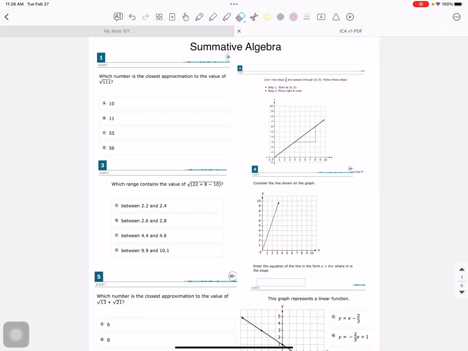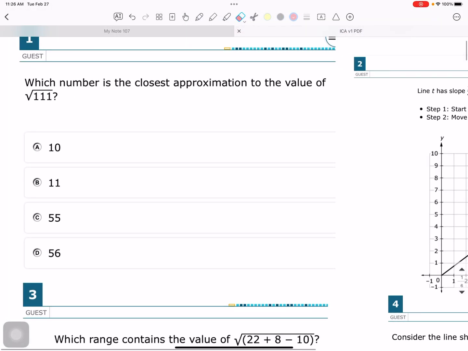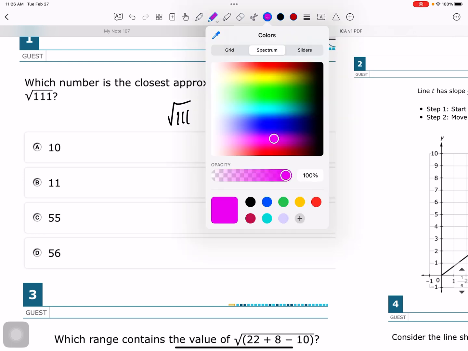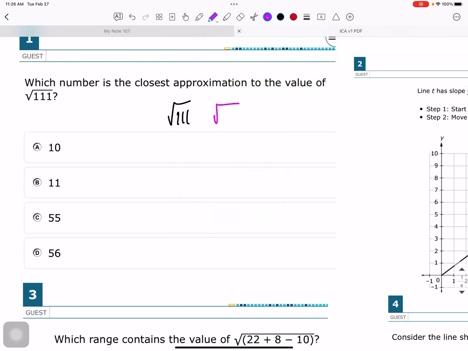All right, guys, I'm going to do the first 18 really fast. 111, let's see. 100. Which number is closest to 111? Well, square root of 111 is closer. I'm going to use my pink numbers. The pinks that I do know are 121 and 100.